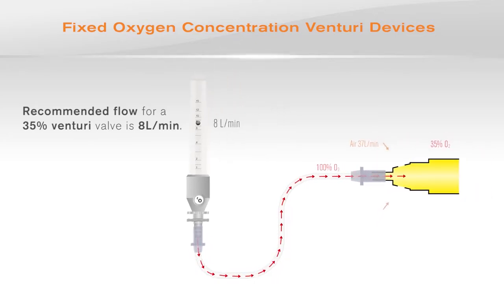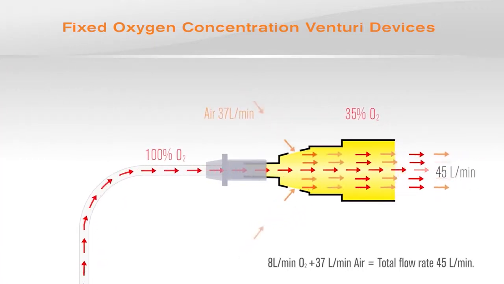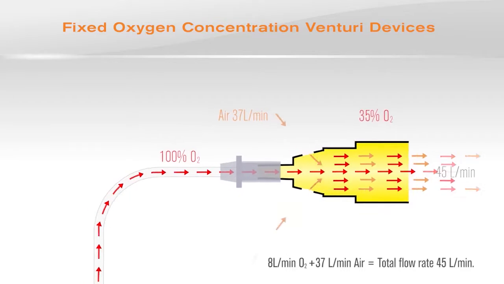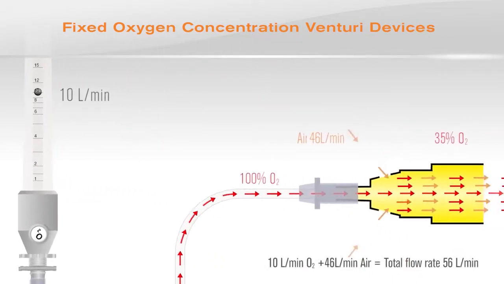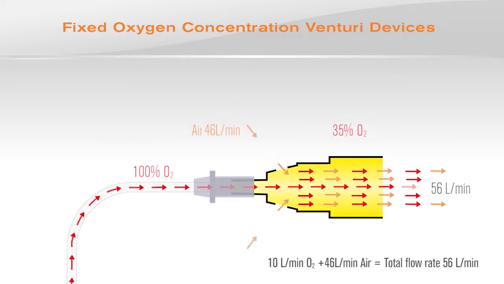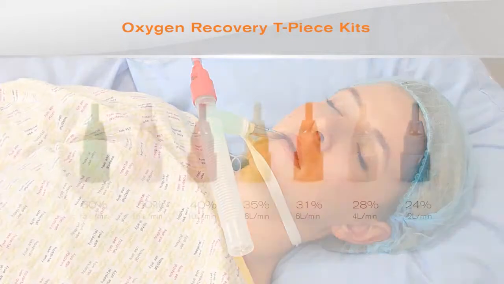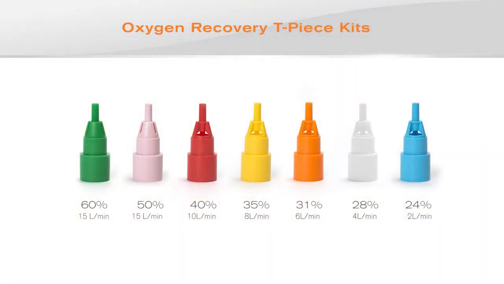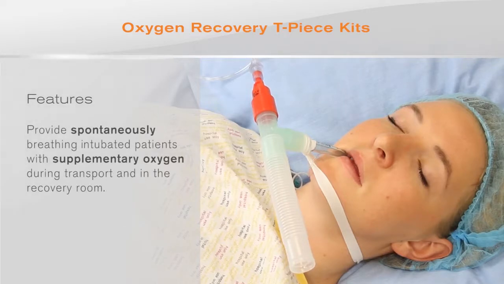This delivers to the patient a flow rate of 45 litres per minute and an oxygen concentration of 35%. Increasing the flow rate to 10 litres per minute increases the total flow to the patient, but the oxygen concentration delivered remains at 35%. Fixed Venturi valves can also be incorporated into oxygen recovery T-piece kits. The most popular is the 40% valve. These are used to provide spontaneously breathing intubated patients with supplementary oxygen during transport and in the recovery room.